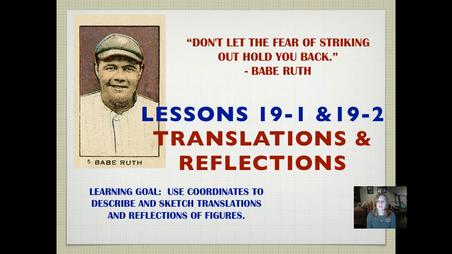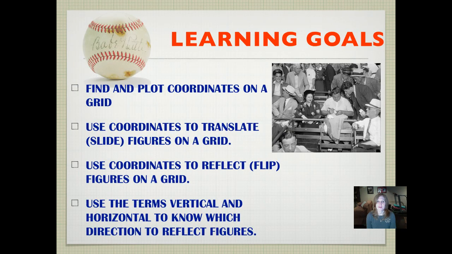Our learning goal tonight is to use coordinates to describe and sketch translations and reflections of figures. Oh, there's a baseball with his signature on it, and there's a picture of him signing baseballs. Our individual lesson learning goals are to find and plot coordinates on a grid, to use coordinates to translate or slide figures on a grid, and to use coordinates to flip figures on a grid. Use the terms vertical and horizontal to know which direction to reflect figures.